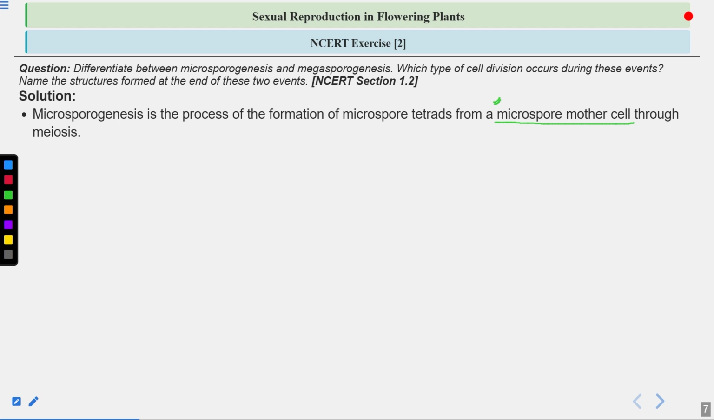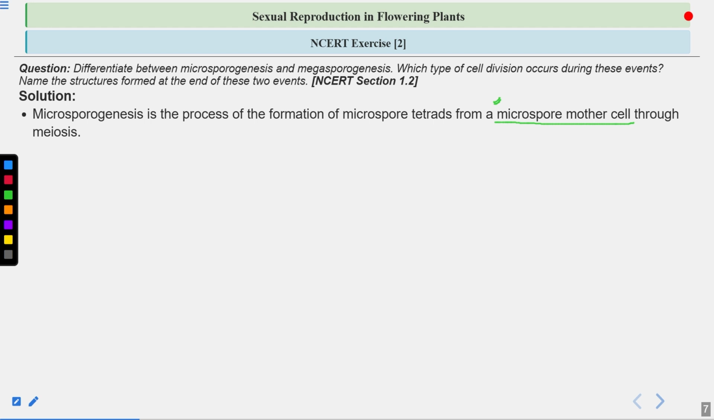Inside the microsporangium, or you can say the theca. First of all, we have studied the theca, and what tissue is present inside the theca? Sporogenous tissue, right? Now, all the cells of the sporogenous tissue have the capacity to form the microspore mother cell. Those cells become differentiated as they accumulate a lot of cytoplasm. The nucleus becomes very prominent, and that cell is ready to undergo meiosis. That cell is called the microspore mother cell, right?